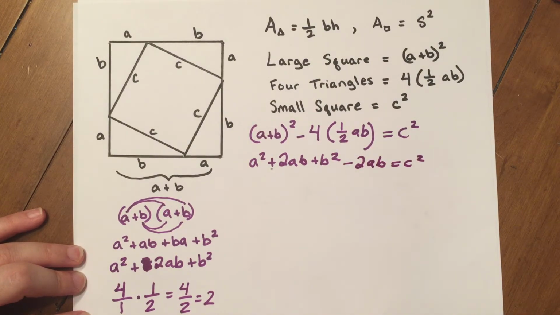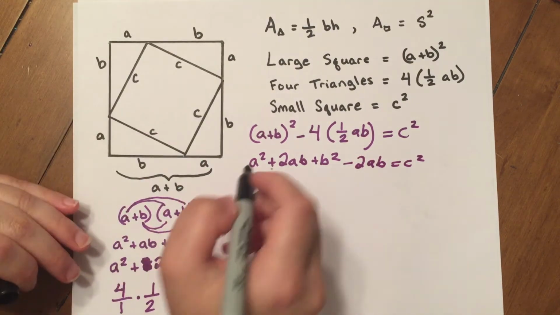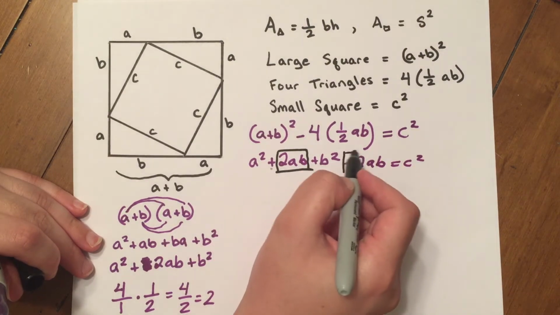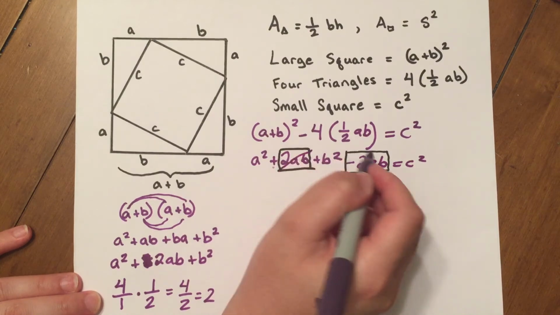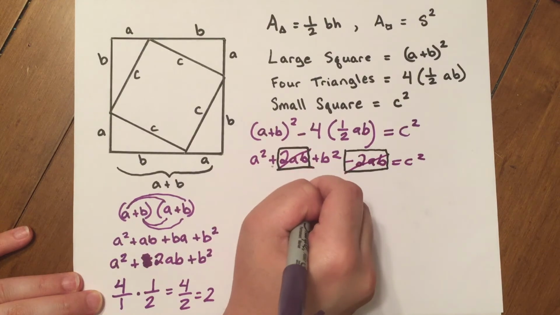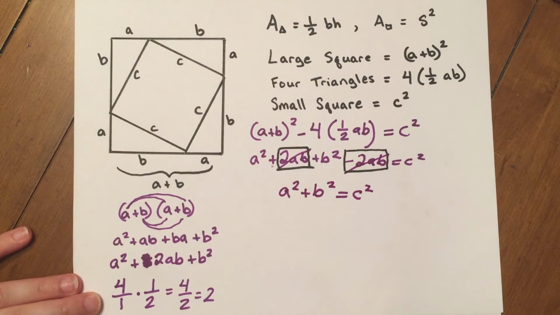So what do we have? Let's clean it up. Let's notice that we have here 2AB, and here we have minus 2AB. So when you have a positive and a negative of the same thing, they're going to cancel each other out. So we know that the 2AB and the negative 2AB go away. We end up with a squared plus b squared equals c squared. And if you'll remember, that's the Pythagorean theorem. That's what we were trying to prove.